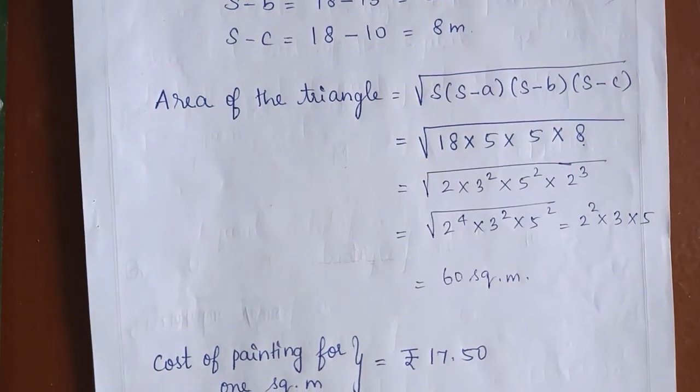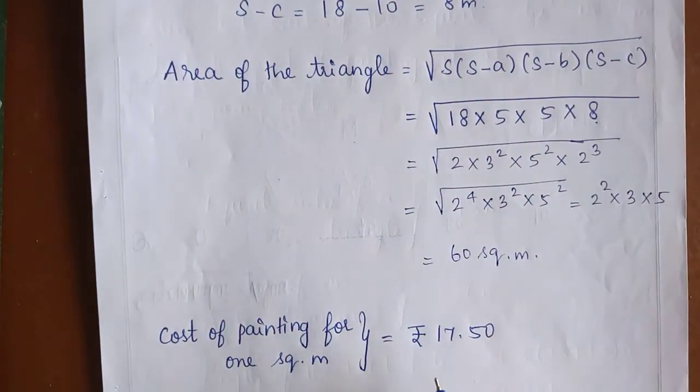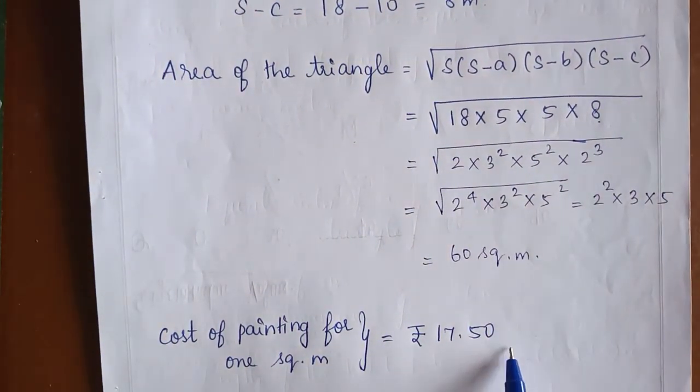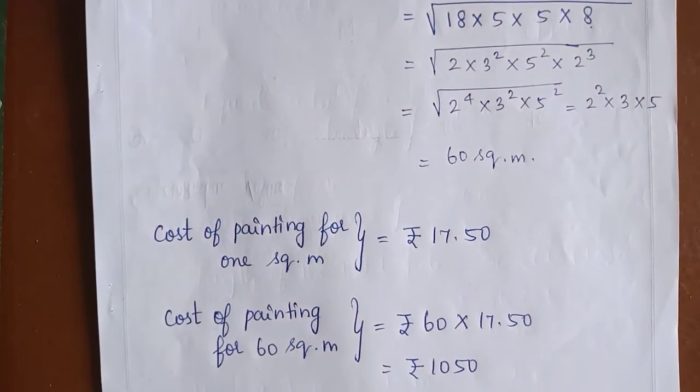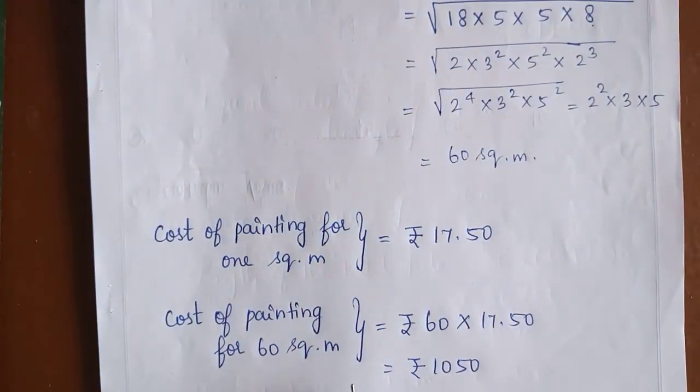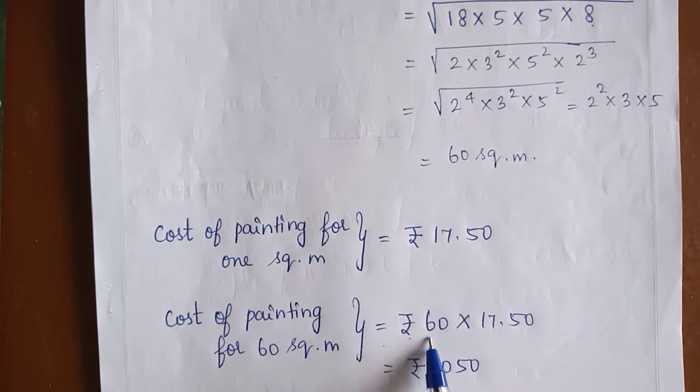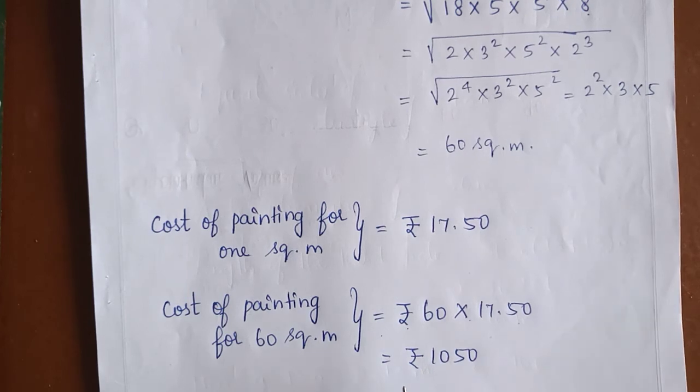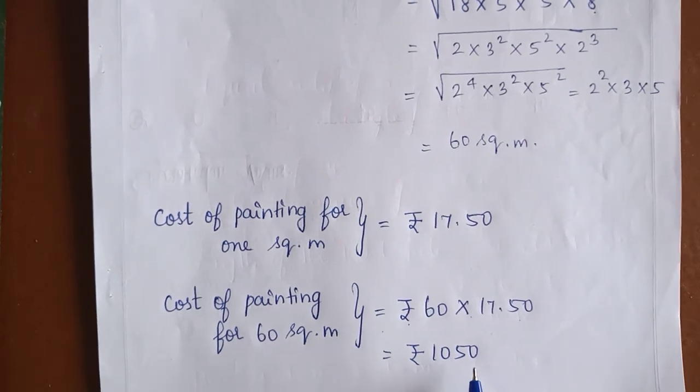Then the cost of painting for 1 square meter is equal to rupees 17.50. So cost of painting for 60 square meter is equal to rupees 60 square meter into 17.50. So you get the cost of painting is rupees 1050.